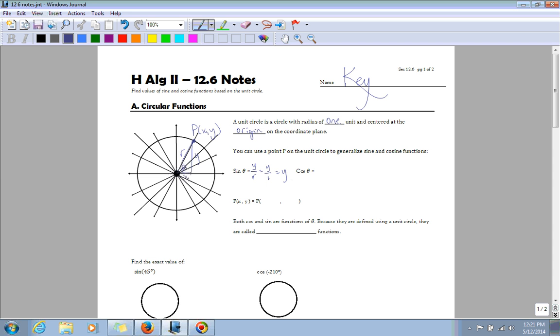The same can be said for the cosine function. Cosine in this triangle is adjacent over hypotenuse, which would be x over r. R again is 1 in a unit circle. So the cosine values are the x-coordinate in a circle. If you wanted to find out what x is equal to, that's the cosine of the angle measure, and the y value is the sine of the angle measure. Because both cosine and sine functions of theta are defined using the unit circle, they are called circular functions.